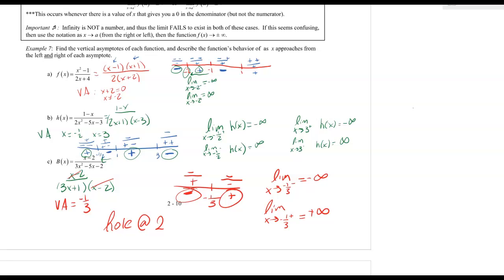If we accidentally put it on our sign charts because it's like, yeah, let's just put all the values, that's fine, but it's going to be like 2 positive values right next to each other, so it kind of ends up being a waste of time.